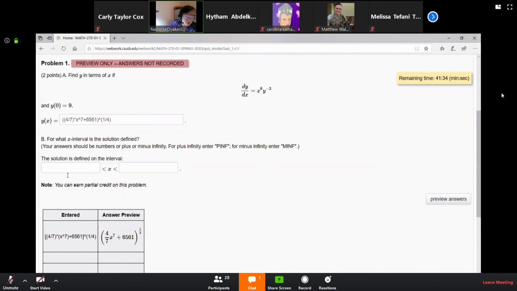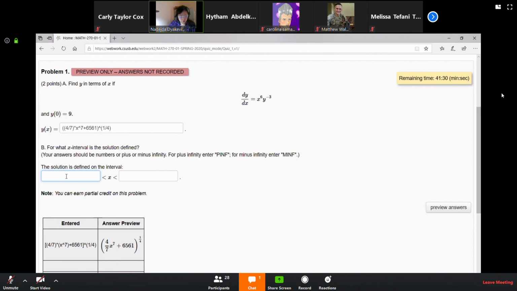And over here, I'm going to type negative, then I open parentheses. I type 65, 61 times 7, and then I divide that by 4, and then close parentheses to the power. This time the power is 1 over 7, so I'm going to open and close parentheses. Over here, I would have to type positive infinity.